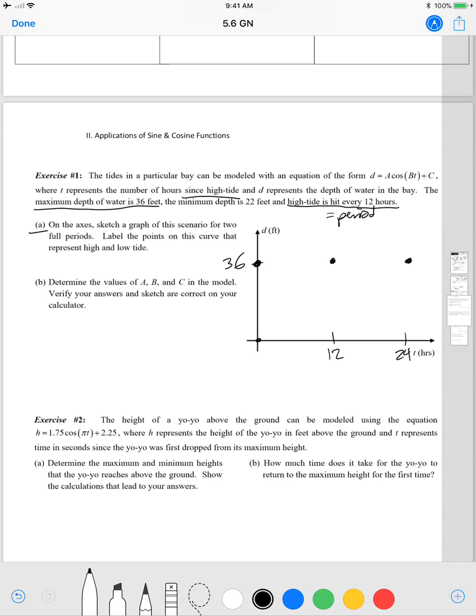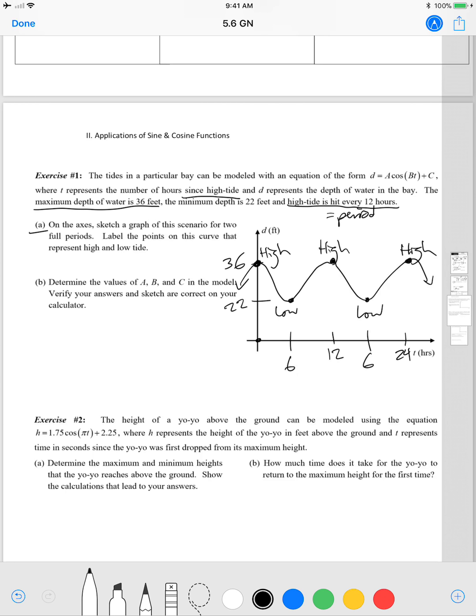We know the sine and cosine functions are nice, smooth curves. They're continuous. Halfway through my period, then, is where I will be at my minimum, which is 22 feet. There's my graph. So these are high tides. Here's low tide.